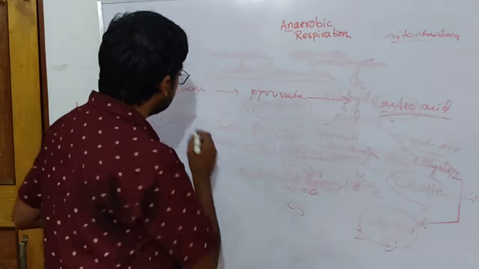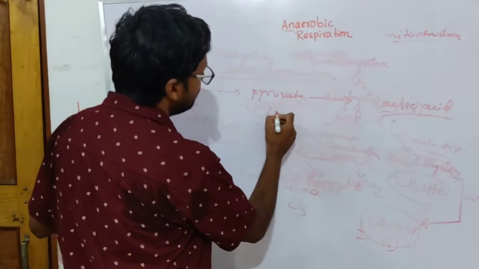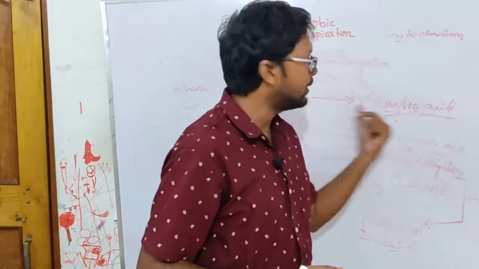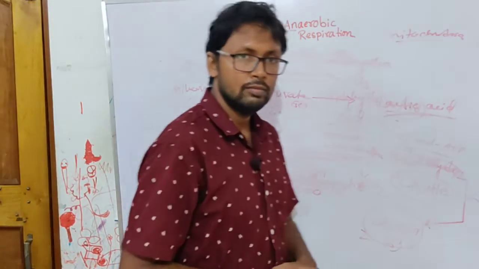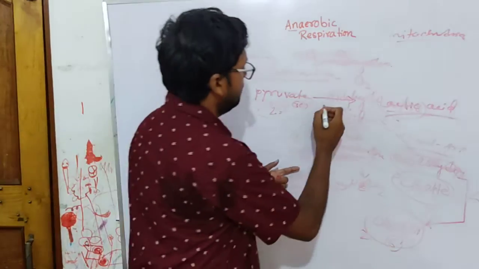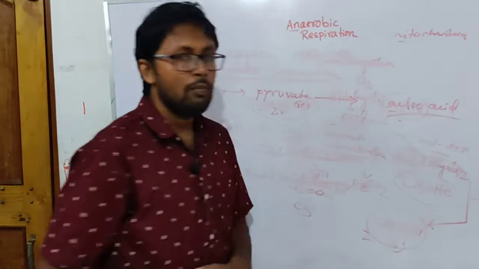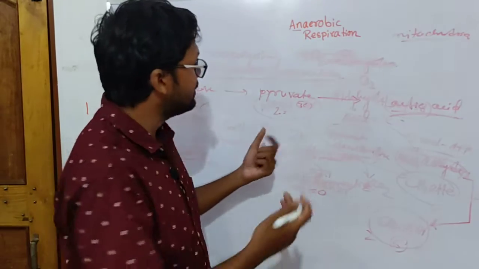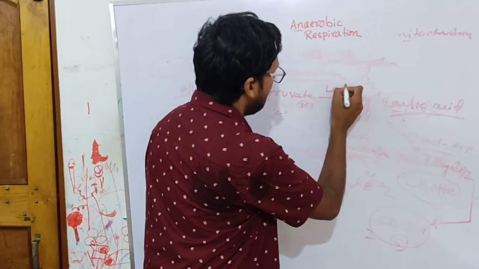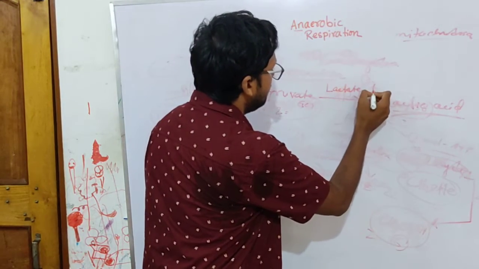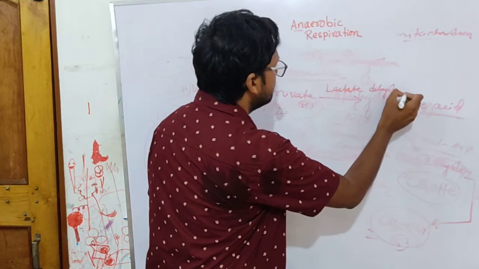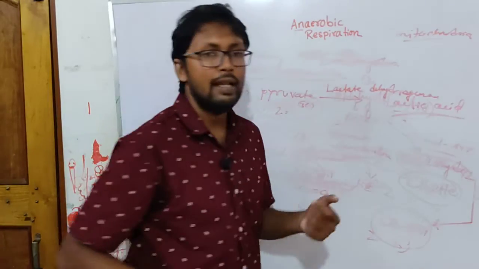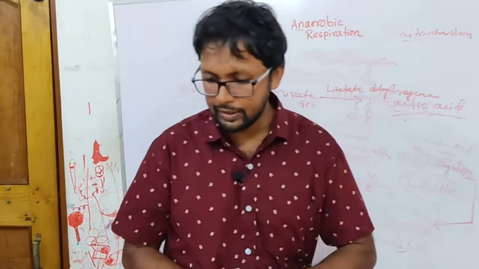How? From glucose, a 6 carbon compound, there are 2, 3 carbon compounds, so 2 molecules of pyruvate will be produced. From pyruvate to lactic acid, what will happen? From pyruvate to lactic acid, the enzyme is lactate dehydrogenase. That is the lactic acid dehydrogenase enzyme.